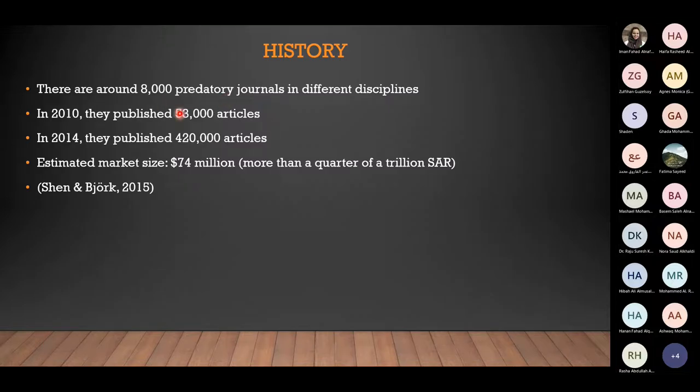Currently, according to some research, there are more than 8,000 predatory journals. In 2010, they published more than 50,000 articles. In 2014, it was close to 500,000. This is according to 2015 data, and you can guess that there is much more now. The market size is in the millions, approximately 1 trillion Saudi riyals. So there is a big business out there. That's why there are more and more predatory publishers, because there is a lot of money. People are desperate to publish, so the journals try to satisfy this demand.